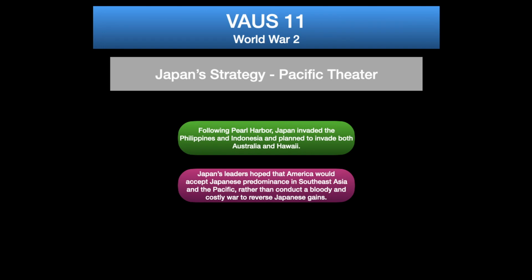Japan's strategy is pretty straightforward. After Pearl Harbor, they invaded the Philippines and Indonesia, and they planned to invade both Australia and Hawaii. Japan's leaders hoped that America would accept Japanese predominance in Southeast Asia and the Pacific rather than conduct a bloody and costly war. So ultimately, the Japanese thought that Americans were kind of lazy and that we would just give up, and that just didn't happen. It was kind of the opposite.